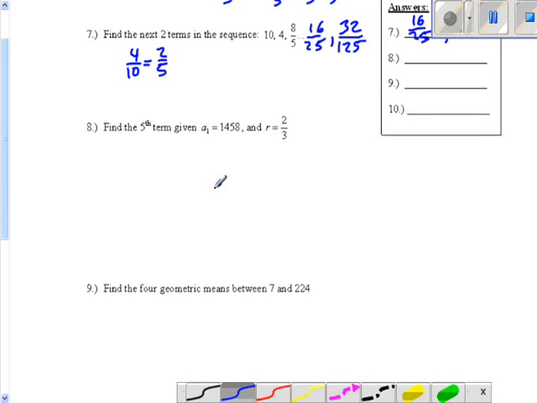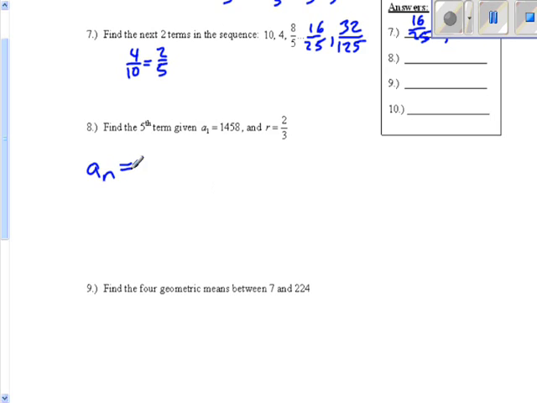If we take a look at the next one, we're finding the fifth term, given a sub 1 and an r value. Since we have an r value, that means this is going to be geometric, so we're using a sub n equals a sub 1 times r to the n minus 1. So a sub n, we're looking for a sub 5 here. A sub 1 is 1,458. R is 2/3 to the n minus 1, so that's going to be 5 minus 1.